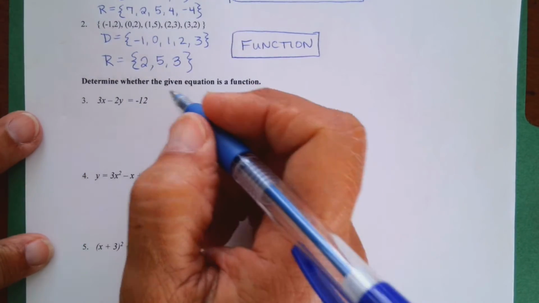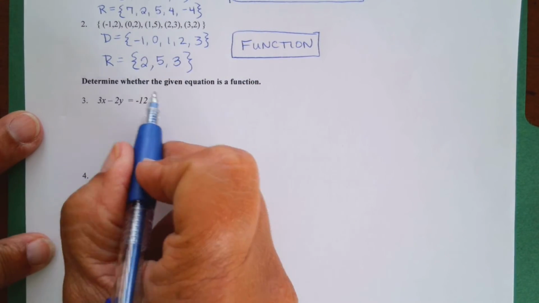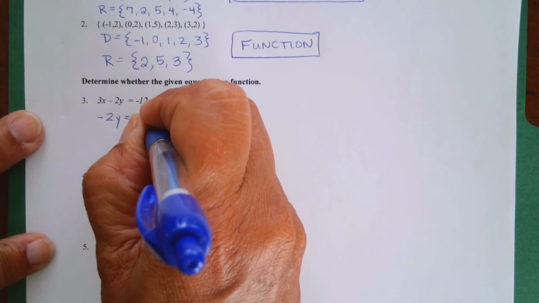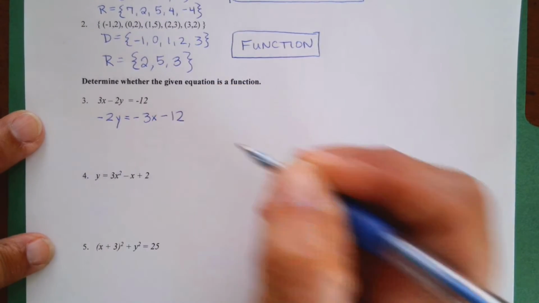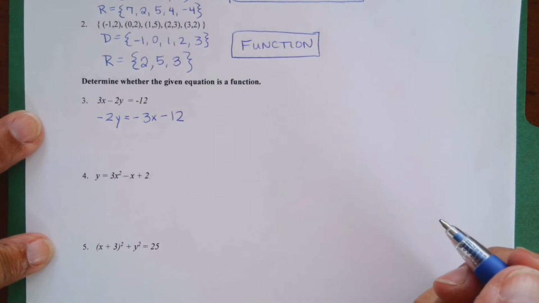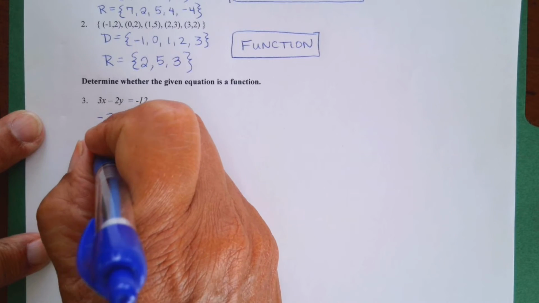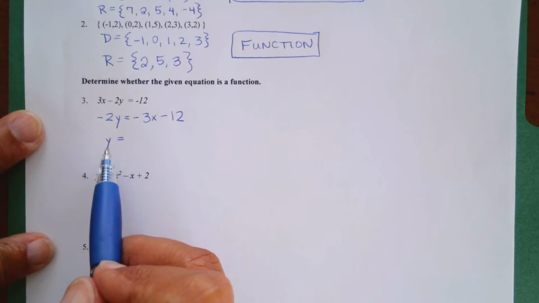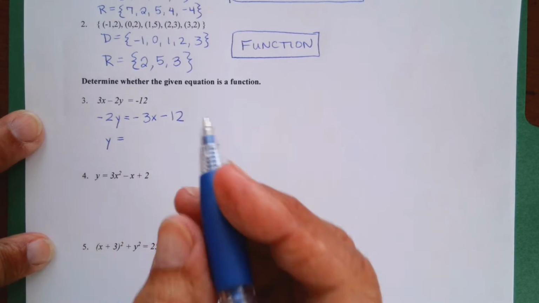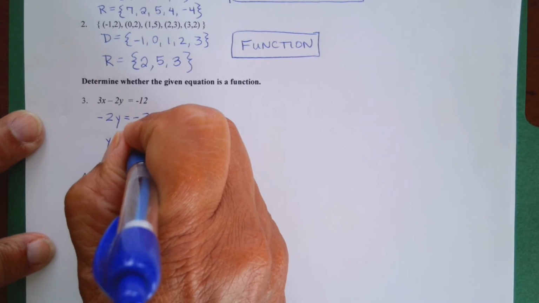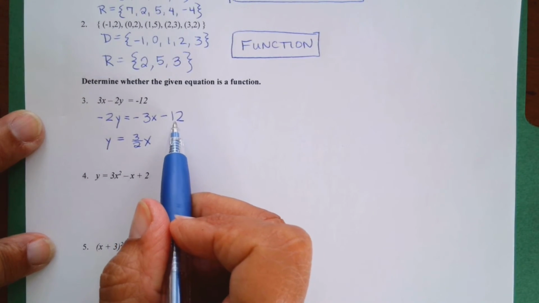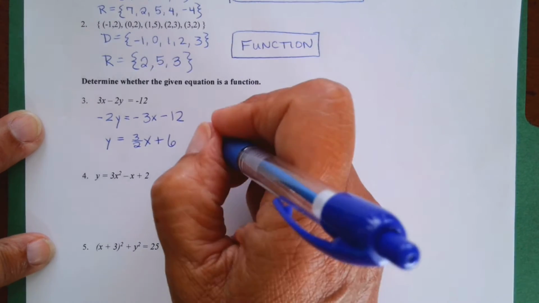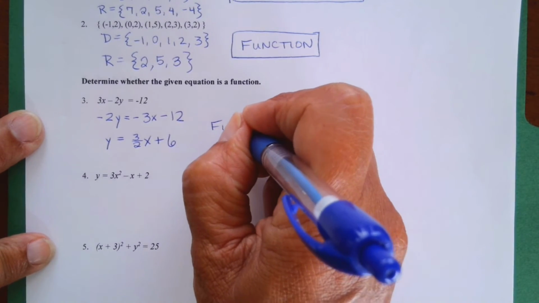So if I wanted to solve this for y, first thing I would do is subtract the 3x over to the other side. Remember, when you move over the equal sign, you're changing the sign. And then I'm going to divide everything by -2. So if you divide everything by -2, -2 divided by -2 is y. -3 divided by -2 will give you a +3/2. And -12 divided by -2 gives you a +6. So I was able to solve for y, so this is a function.